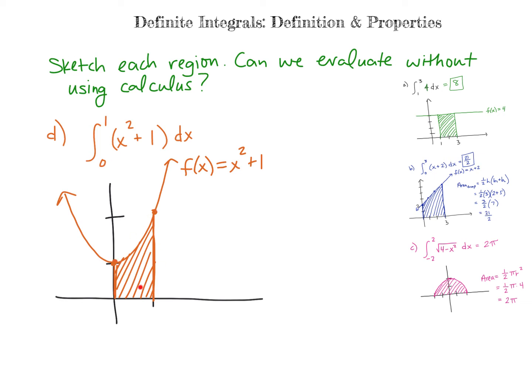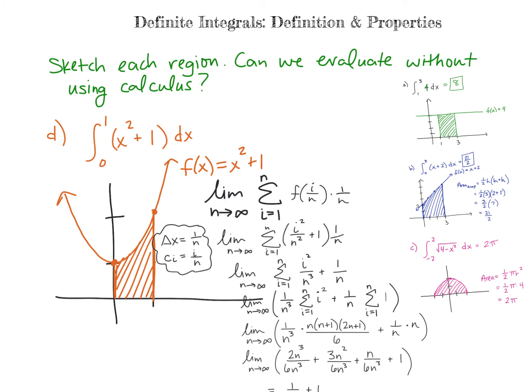But because this is not a geometric shape, because it is curved here, and it's not curved like the circle, it's a little bit different. So we are unable to avoid using calculus here. We would have to use calculus. And so that's what I just did.